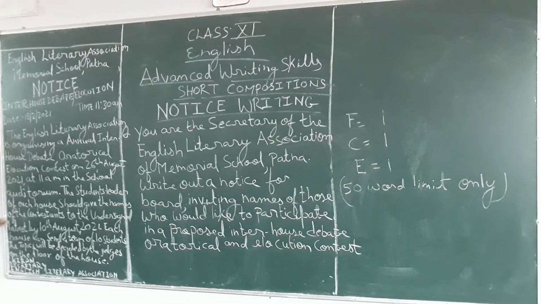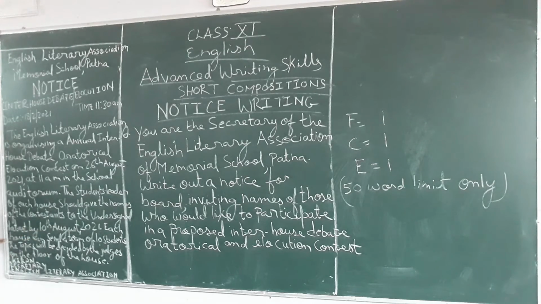To the undersigned, latest by 10th August, because the elocution is on 26th August. That's why you give the earlier date. Before 10th August, I want the names of the participants. Then the final participants will be participating on 26th August. The students who will be selected will participate on 26th August. That's why you are giving the names to the secretary by 10th August 2021.